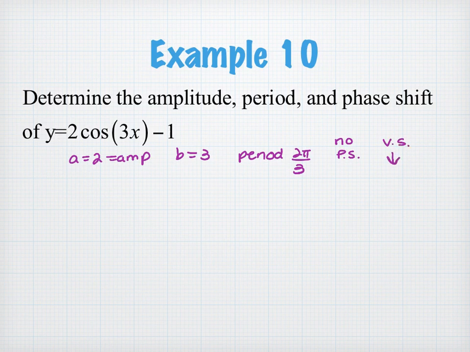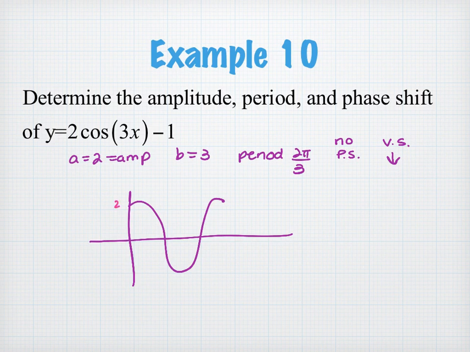So I would take my curve. Again, this is cosine, so it would have some sort of shape like this. And I would shift everything down one place. So because the amplitude was 2, this would shift down, this would shift down, down, up, up. So your curve would look something like that.